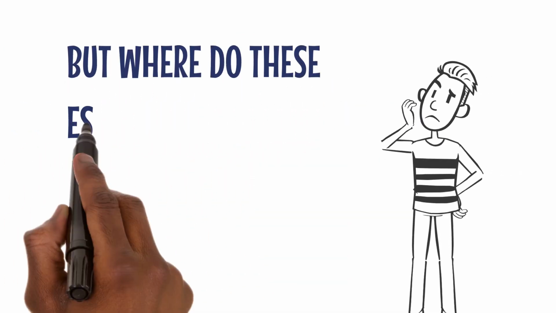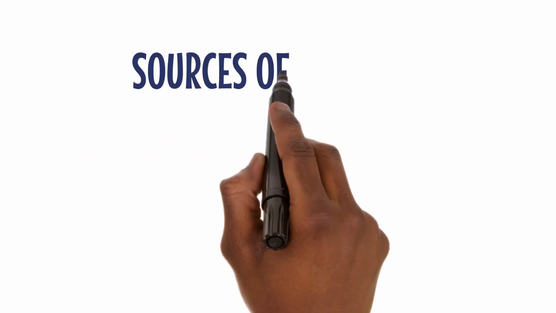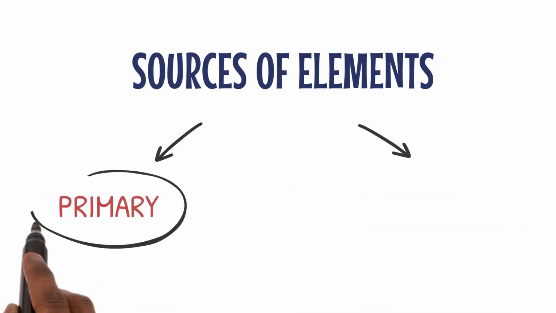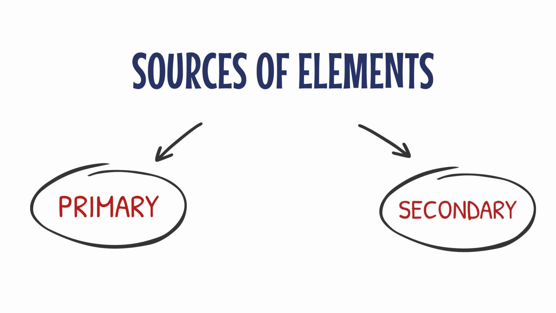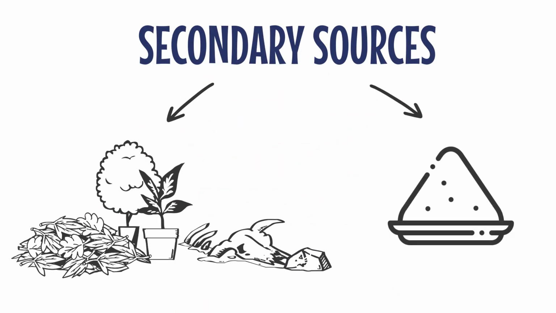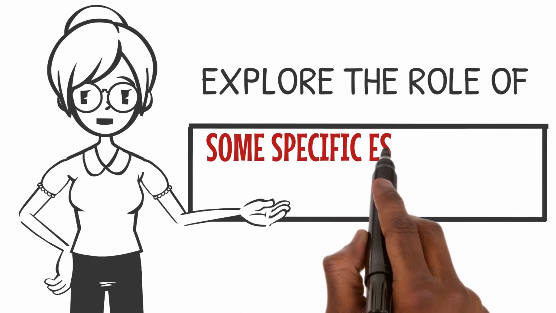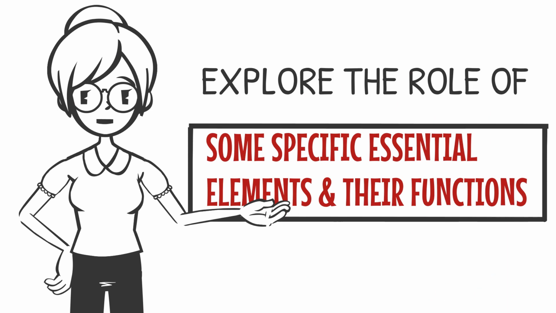But where do these essential elements come from? Well, the sources can be categorized into two types, primary and secondary sources. Primary sources include soil, air, and water, while secondary sources are the organic matter and fertilizers we use to enrich the soil. Let's now explore the role of some specific essential elements and their functions.